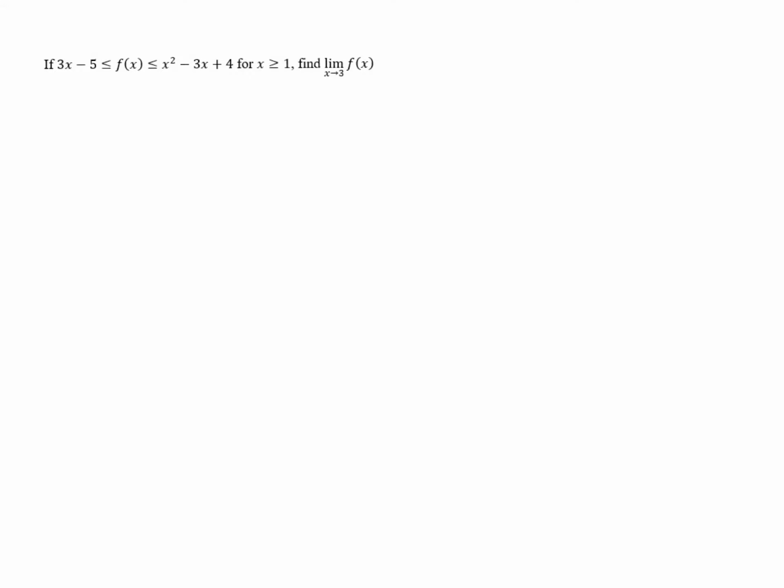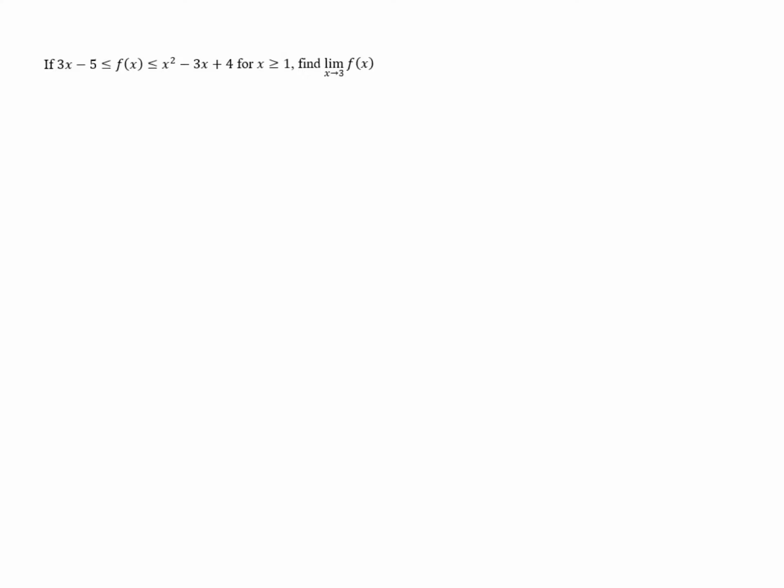If 3x minus 5 is less than or equal to f of x, which is less than or equal to x squared minus 3x plus 4, for x greater than or equal to 1, find the limit as x approaches 3 of f of x.